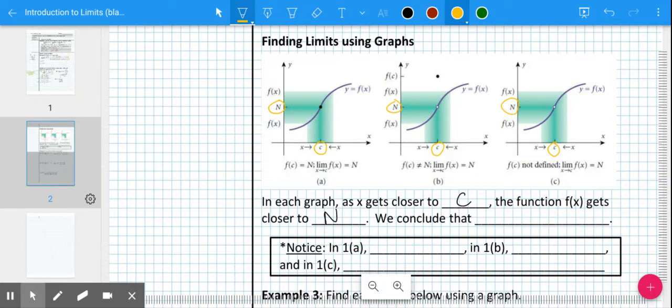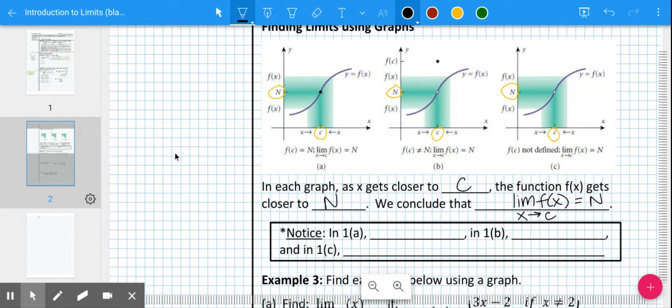Since the function gets closer to each n, we can say for all 3 of these graphs, the limit of f of x as x approaches c is equal to n. So all 3 graphs have the same limit value. As x approaches c, the limit is n. However, in the first graph, the output at c is n, which is normal, which is what we typically see. But in the second graph, the output at c is somewhere else. It is not n.